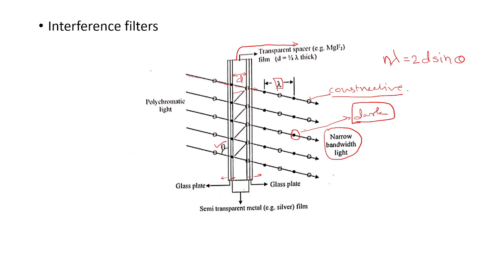Only a particular range of light, with a particular range of lambda, will be passed out. So this interference filter is based on the interference of light. Now, to understand what interference of light is, you must know the physics. In physics they discuss constructive and destructive interference. If you are interested in knowing what interference is, go to physics.